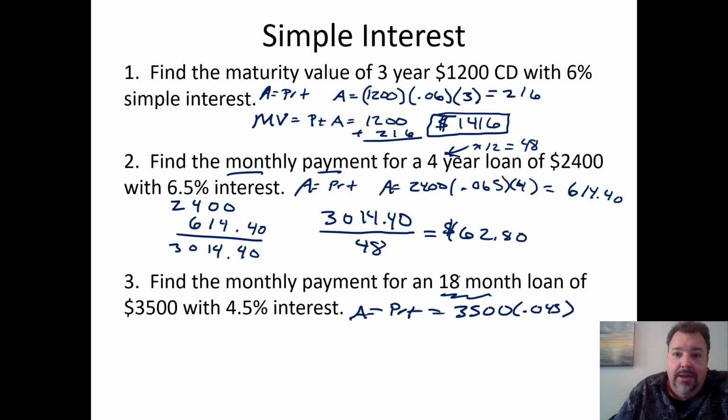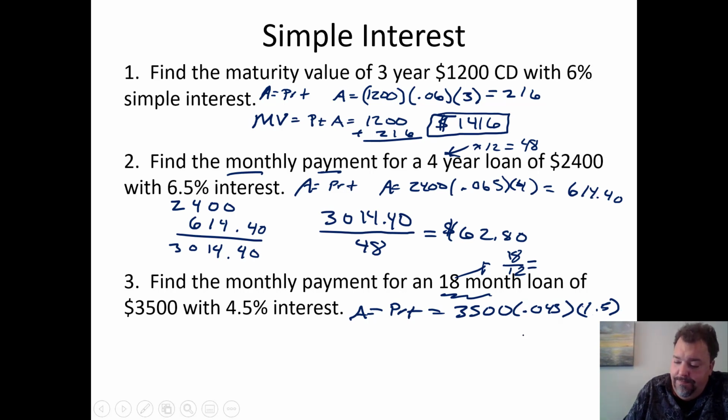And then 18, we want this first into years. So we're going to take 18 and divide it by 12. And you can put this in as a fraction or a decimal, as long as the decimal is pretty nice. In this case, 18 divided by 12, that's going to be 1.5 or 3/2. And we can put that in there and see what we get. 3,500 times 0.045 times 1.5 years.